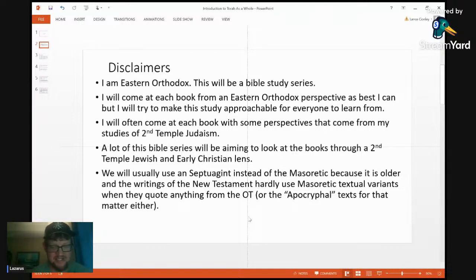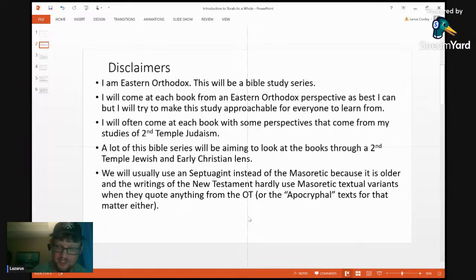A lot of times I'm going to be aiming to look at the book through a Second Temple Jewish and early Christian lens. And I may use a Masoretic every once in a while, but usually you're going to see me going straight from like the Orthodox Study Bible.